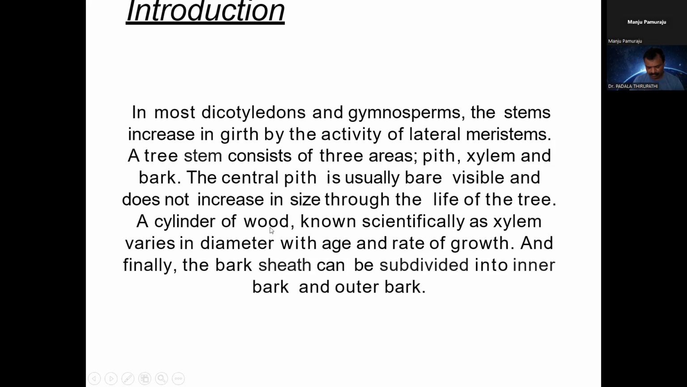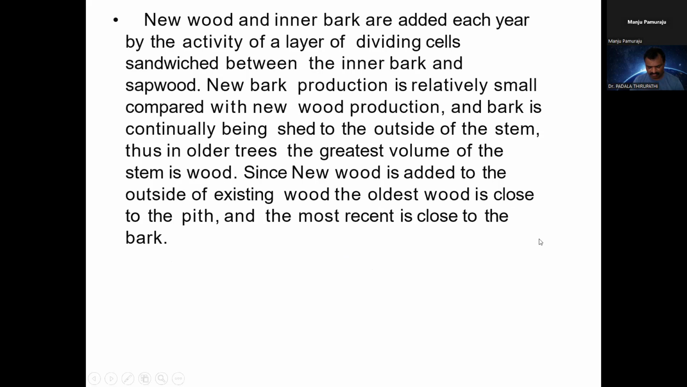Then there is a cylinder of wood, scientifically known as xylem, which varies in diameter with age and rate of growth. Finally, the bark sheath can again be subdivided into inner bark and outer bark. The new wood and inner bark are added each year by the activity of secondary growth.